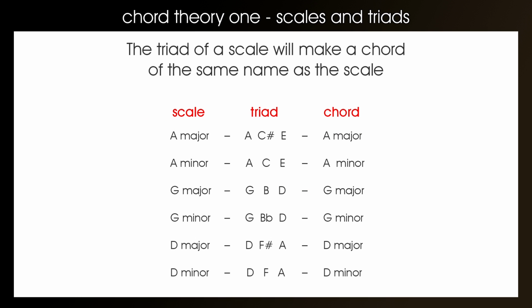One easy rule you can take away from this lesson when producing chords is that any scale will always produce a triad for the chord of the same name as the scale. So for example, A major scale will produce an A major chord, or A minor scale will produce an A minor chord. G major scale will produce a G major chord, and G minor scale will produce a G minor chord, and it continues like that.